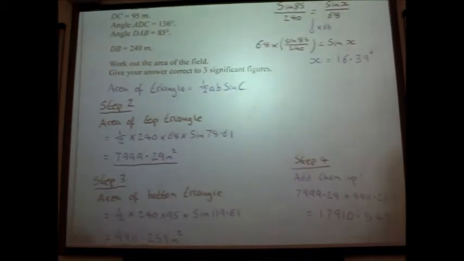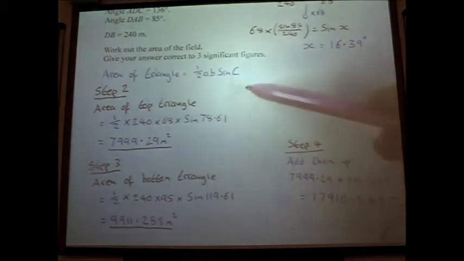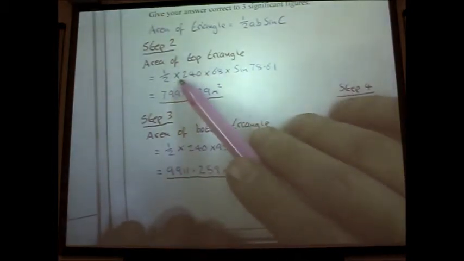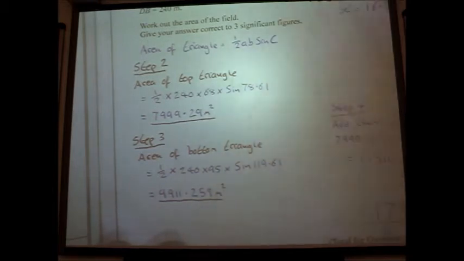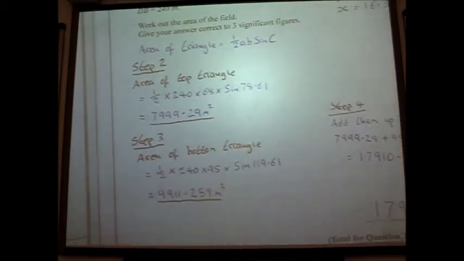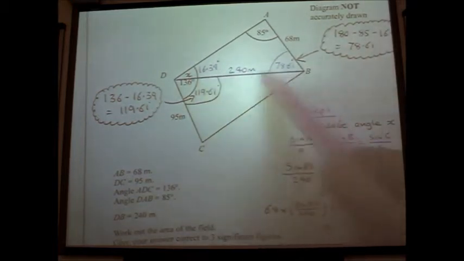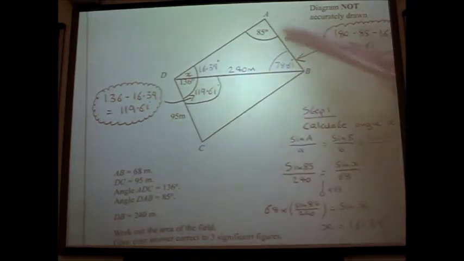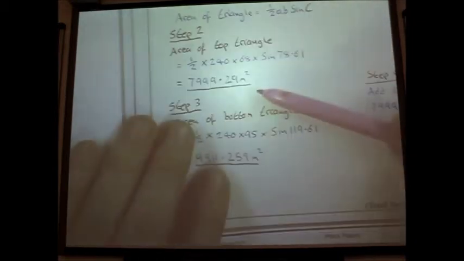Next one, step 2, the area of the top triangle. Well, this is in the front of your exam book. Area of a triangle is a half ab sine C. So area of the top triangle here. I'll keep flashing back to it, but it's a half times a, which was 240, times b, which is 68, times sine C, which is 78.61. It's not labelled as such. I could have labelled it, but I'm treating this as side a, this as side b, and this as side c. So this is why this is angle C here. That comes to that number there.